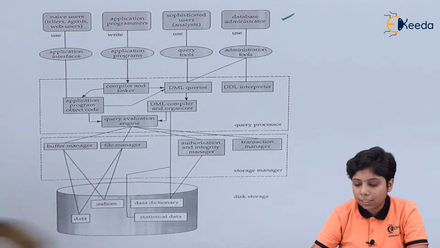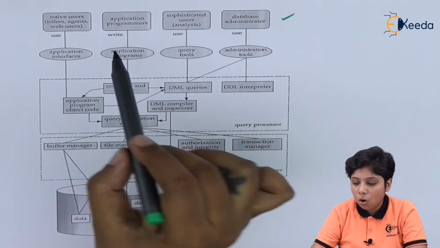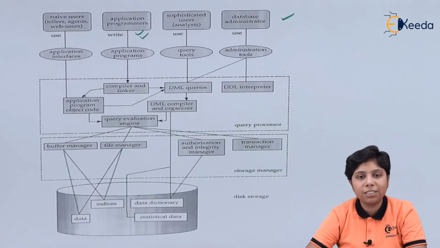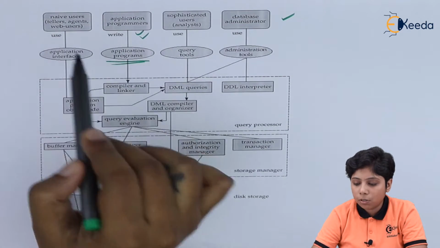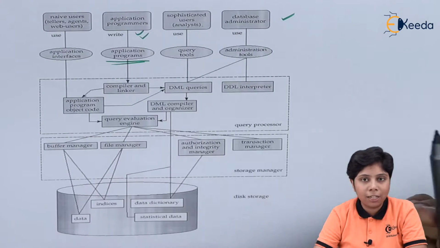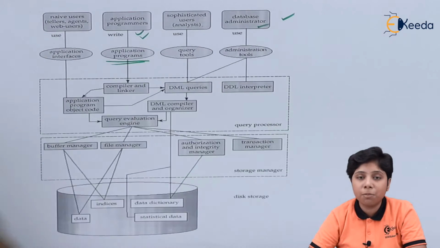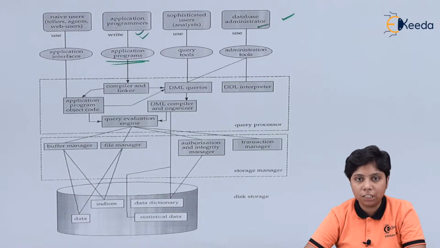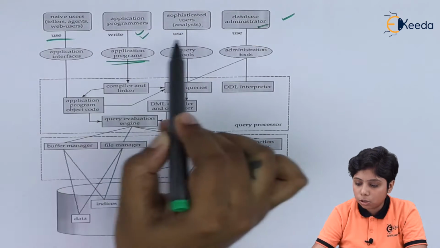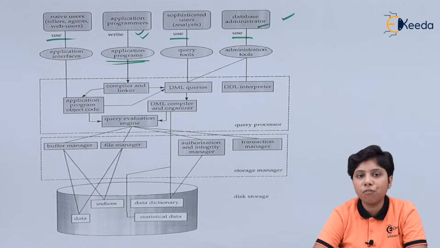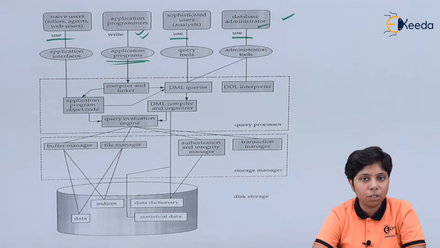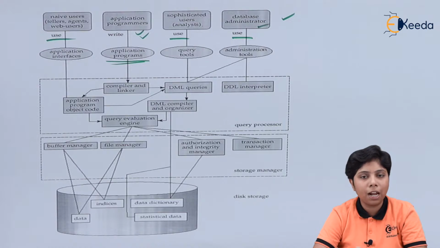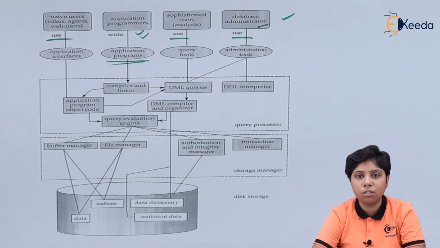Among all these users, only the application programmers can write application programs, while the naive users, the sophisticated or analysis users, and the database administrator or specialized users can only use the tools. That is the main architectural difference. The application programmers write the application programs and the other users can only use the tools.